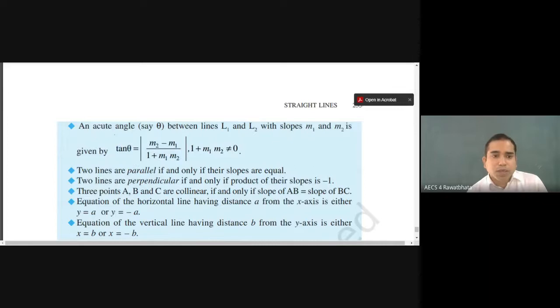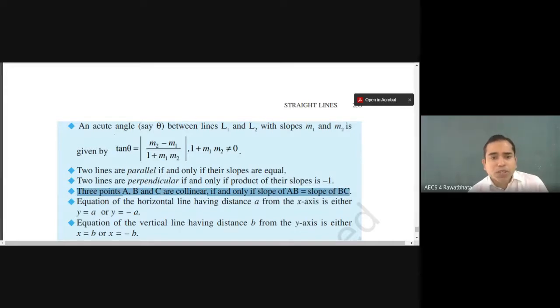These are some important conclusions we derived from this: two lines will be parallel if and only if their slopes are equal, and perpendicular if and only if m1 m2 equals -1. We analyzed these things while discussing these formulas, and some more things we derived from them. Then 3 points A, B, C are collinear if and only if their slopes are equal, that is, AB and BC slopes are equal.